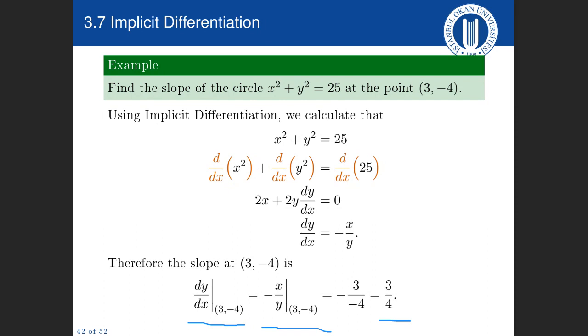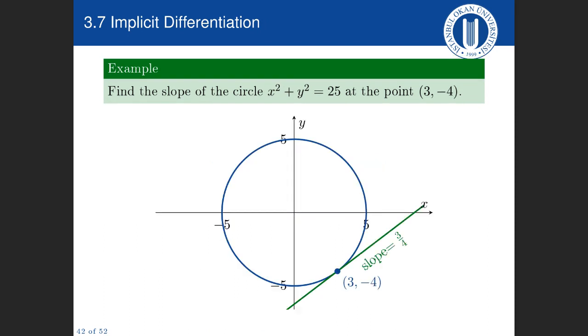So let's go back to the picture. I'm saying the slope of this green line is 3/4. Does that look about right? Yeah, from the picture, that looks like it's about right.